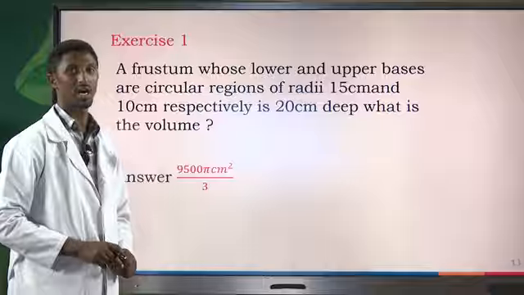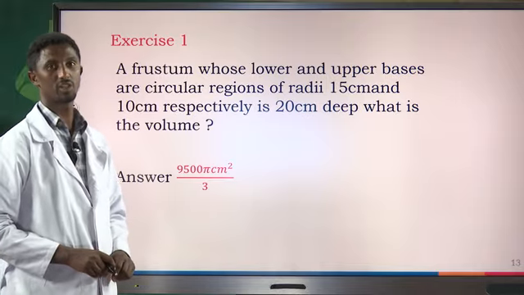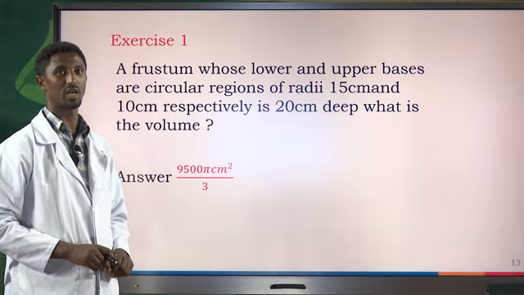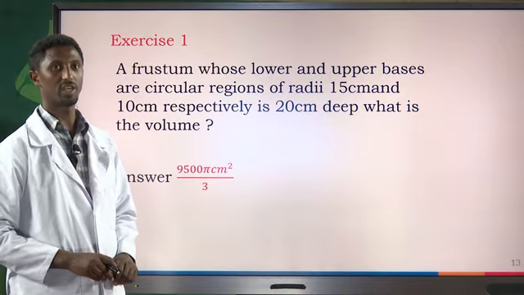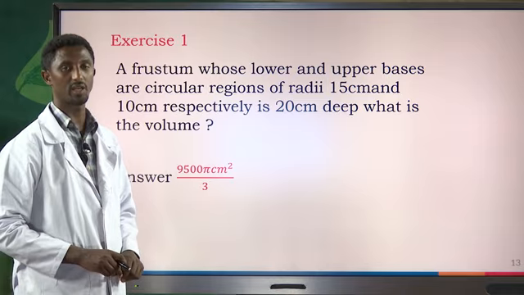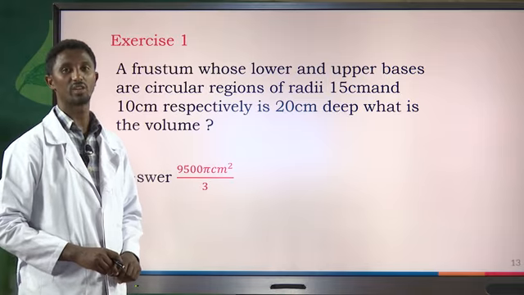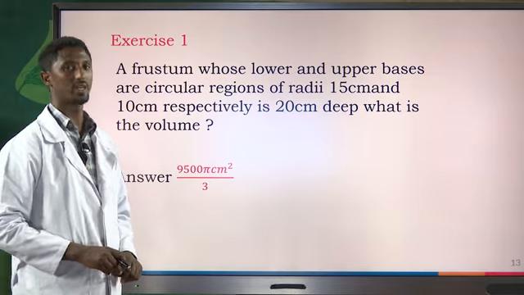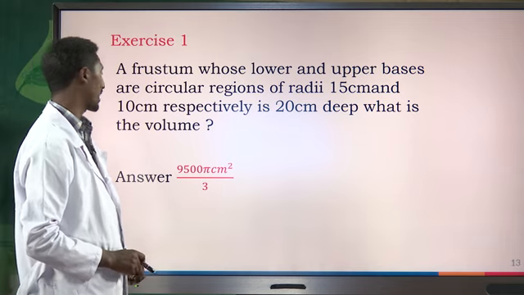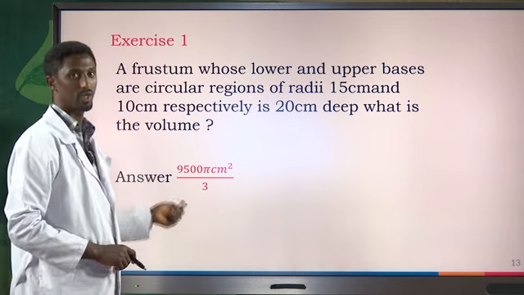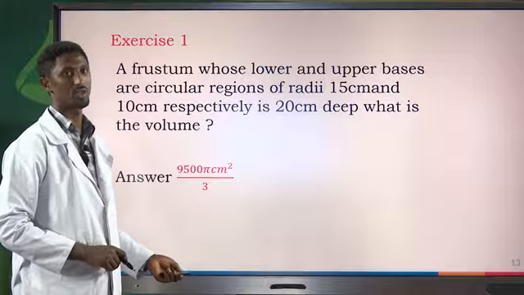This is an exercise for you. A frustum whose lower and upper bases are circular regions of radius 15 centimeters and 10 centimeters respectively is 20 centimeters deep. What is the volume? Use the formula and determine the volume. The answer is already given.